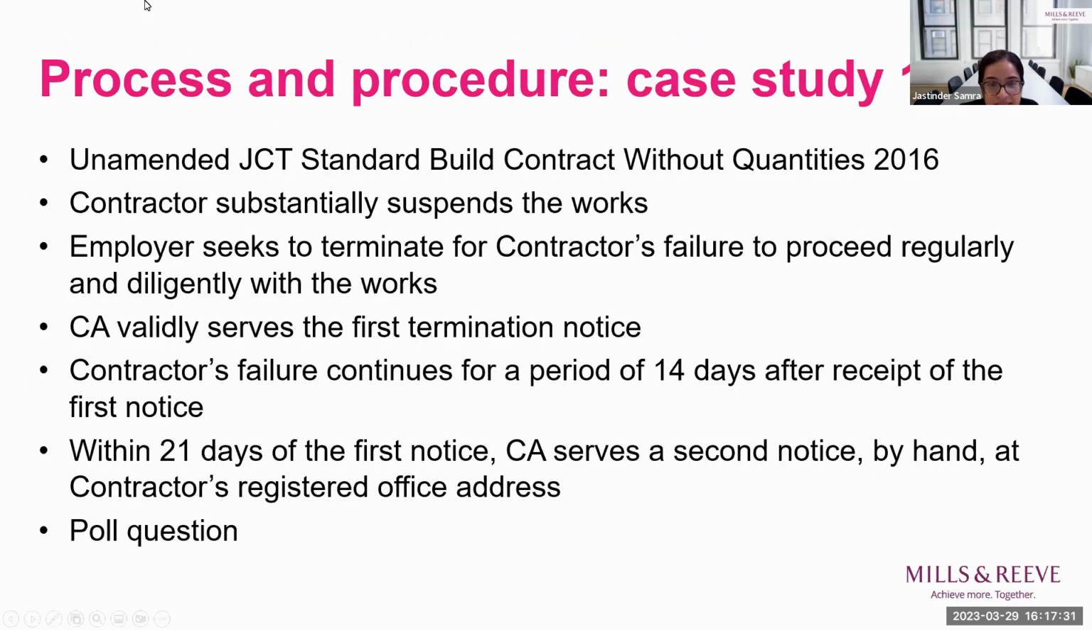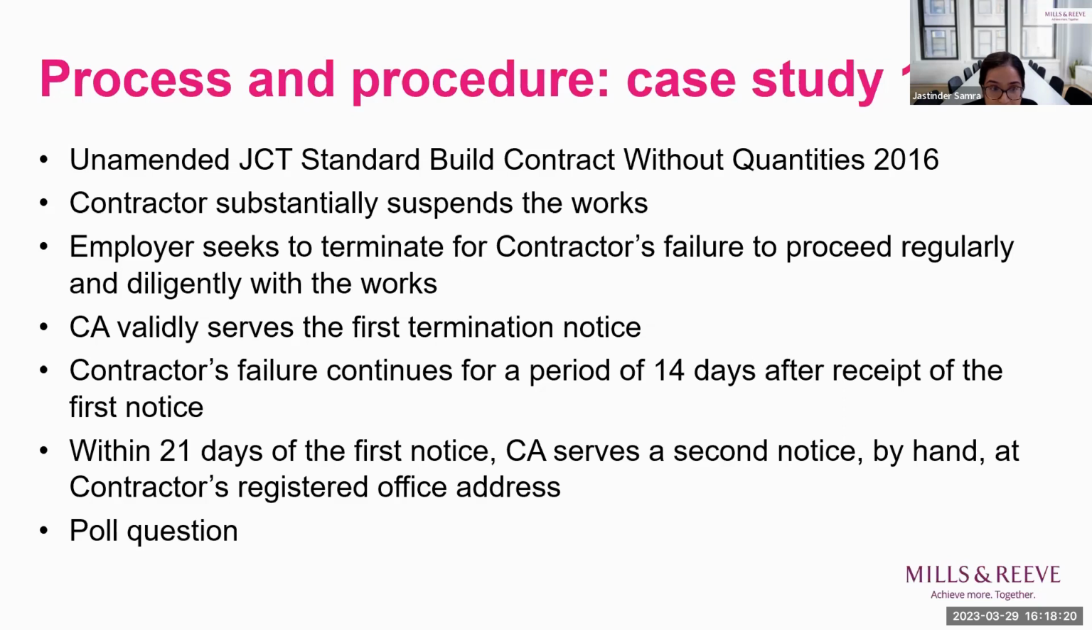Thanks, Dom. So I will discuss some of the key principles that Dom has already touched upon relating to the process and procedure of contractual termination within the context of the JCT. I will do this by way of two case study examples where the employer is seeking to terminate the JCT contract. In my first case study example, the parties entered into an unamended JCT Standard Bill Contract 2016. The contractor substantially suspends the works, and as a result, the employer is seeking to terminate the contractor's employment due to the contractor's failure to proceed regularly and diligently with the work.